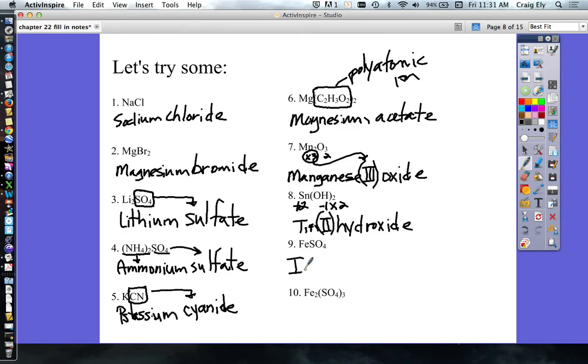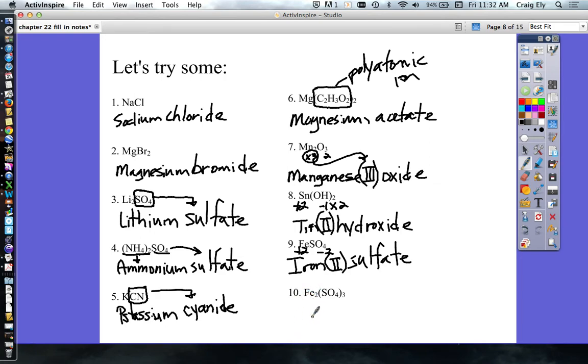We have iron again, a transition metal, so we're going to leave a little space for a Roman numeral. SO4 is another polyatomic ion, it's sulfate. Oh, my pen is going crazy. Now, let's look at this. The 4 is part of the polyatomic ion, so we're not looking at that 4 as far as figuring out the charges. Sulfate has a -2 charge, and since there are no other subscripts within the formula, that tells me this iron has to have a +2 charge. So I have a Roman numeral of 2 after the iron. Now, look at number 10.